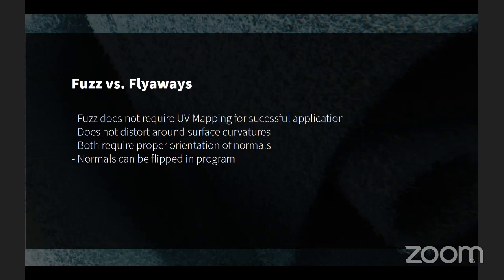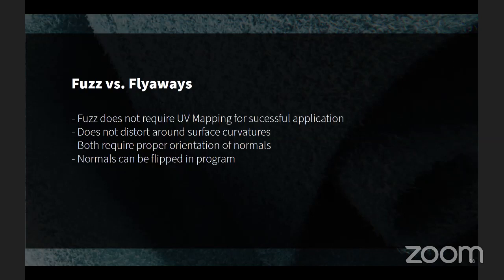It's also important to note that for both Flyaways and Fuzz, normals should be oriented in the direction you wish strands to protrude from. If your normals are incorrectly mapped, you can flip the direction by checking the flip normal box in either the geometry dropdown for Flyaways or just above the appearance dropdown for Fuzz.